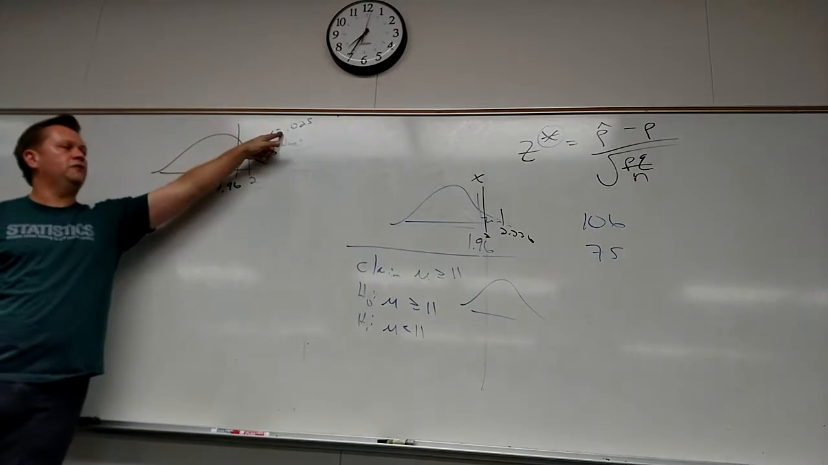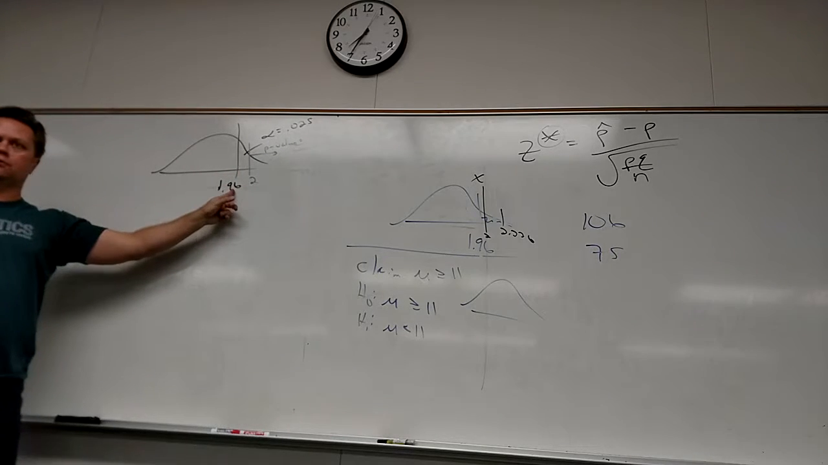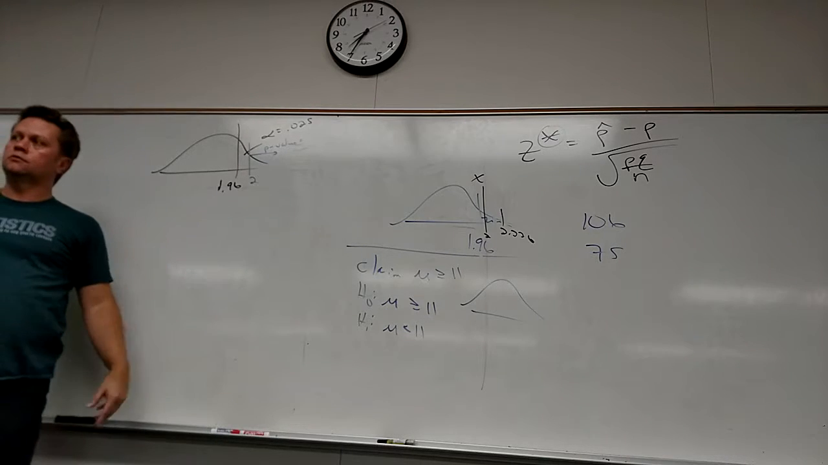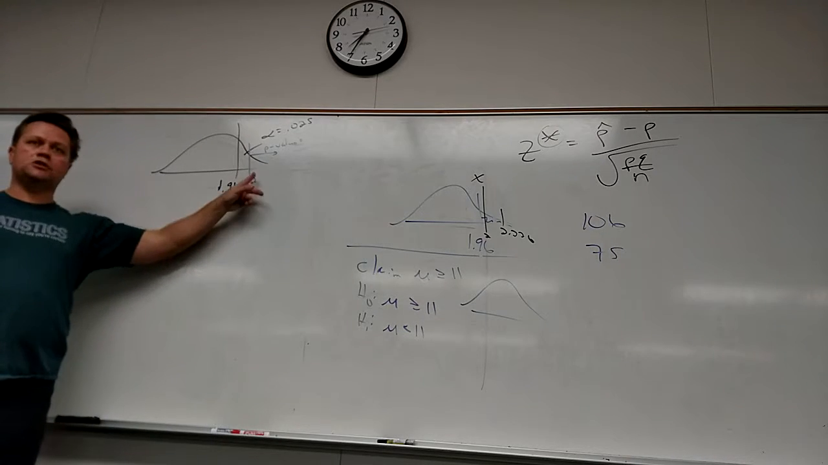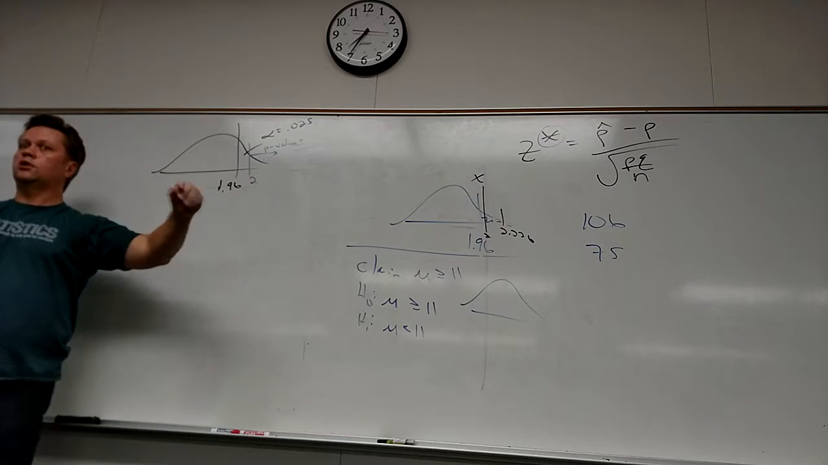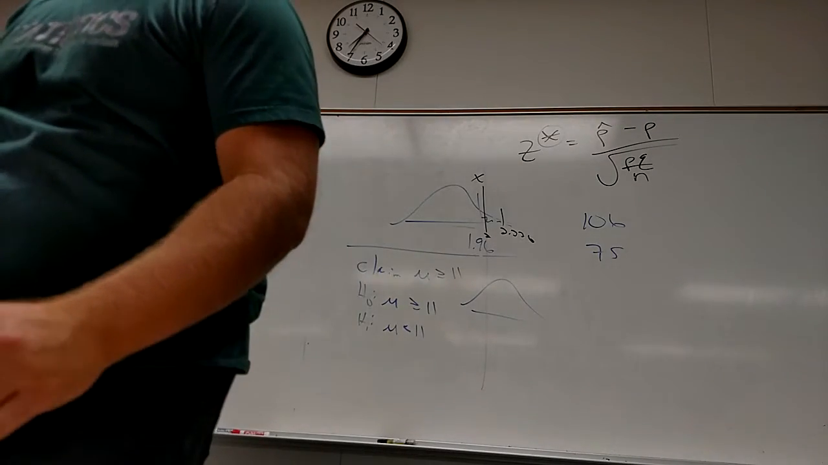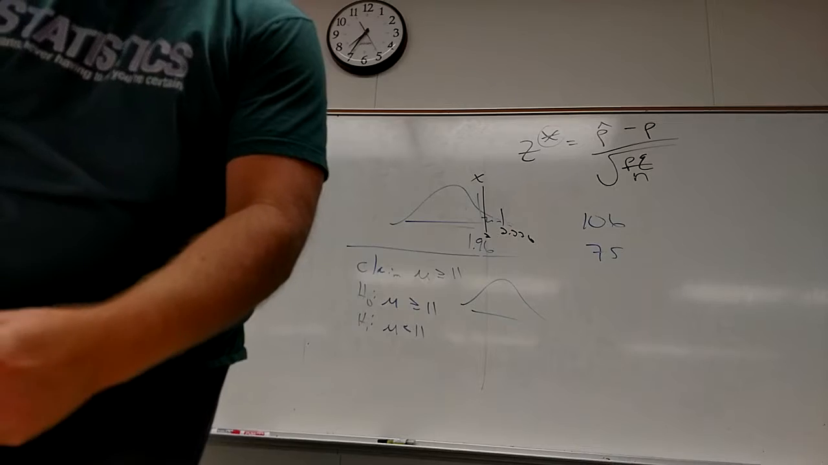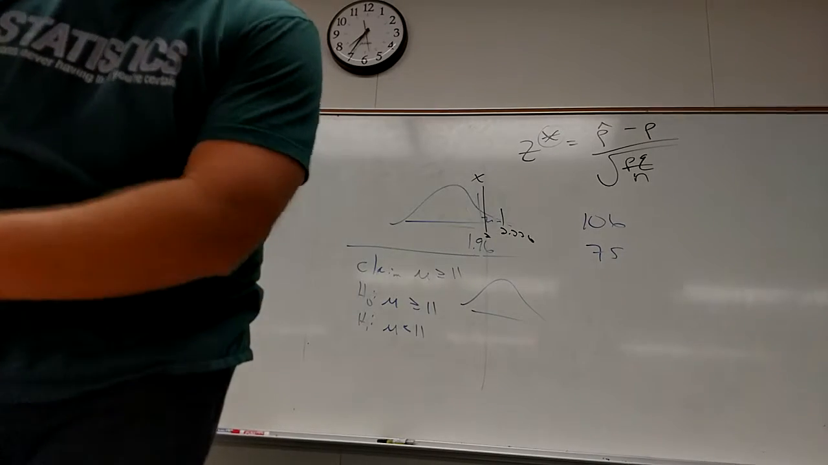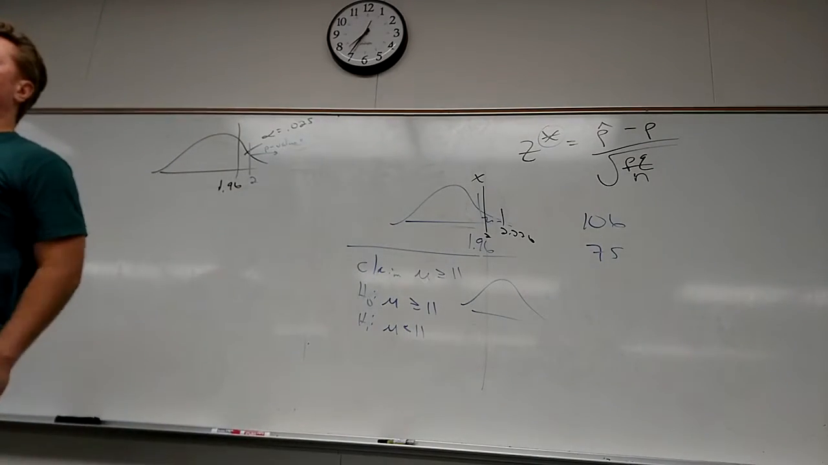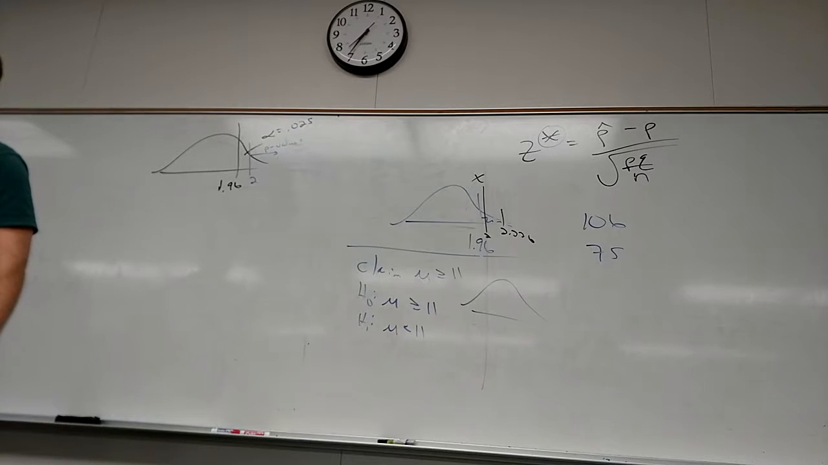So what's alpha? Alpha is the area of the tail of the rejection region Z-score, right? What's the p-value? It's the area of the tail of my Z-score. So what's the area of the tail of Z equals 2? Look it up on your Z-score chart. I love you guys. You're all just sitting around like somebody's going to do it. Do I have a Z-score chart? Yes.